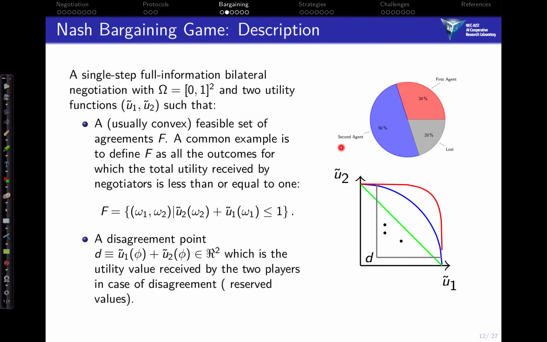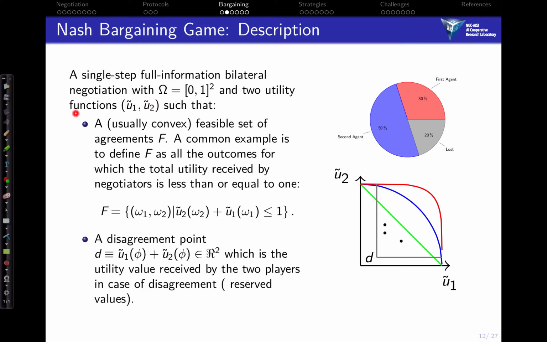So game theoretic analysis of negotiation is actually very old. And one of the oldest things we studied in this is the Nash bargaining game. I want to describe this in a little bit more detail because it gives us some intuition about negotiation in general. So in this game, it's a single step. First, we have a single round and full information bilateral negotiation, which means that both agents know the utility function of the other agent.